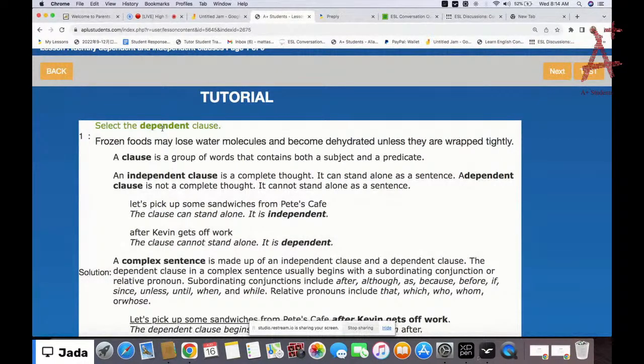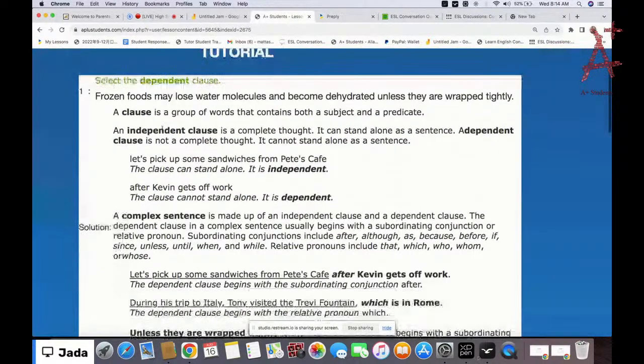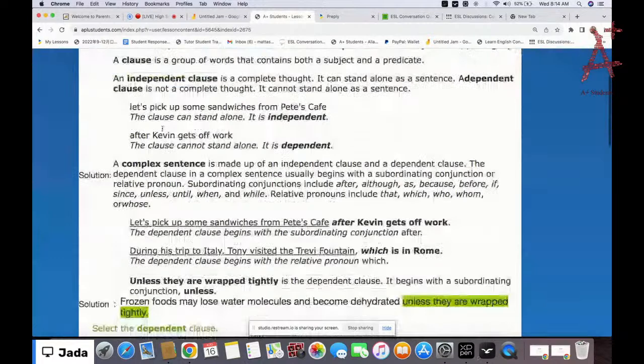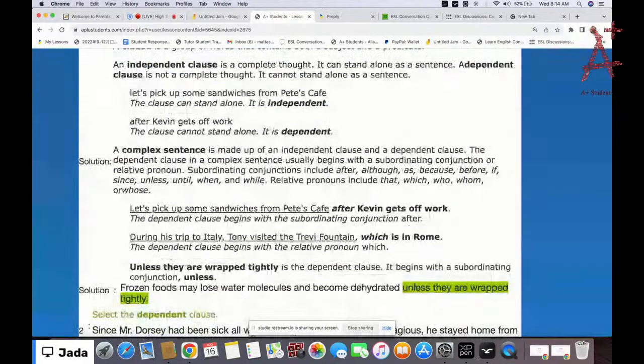Now, you need to find the dependent clause. So where does it begin? You have to check what it is. We have unless in the sentence. So unless is the beginning of the dependent clause. Wherever you see the subordinating conjunction or the relative pronoun, that is the beginning of the dependent clause. So, unless they are wrapped tightly, that's the dependent clause. Okay.